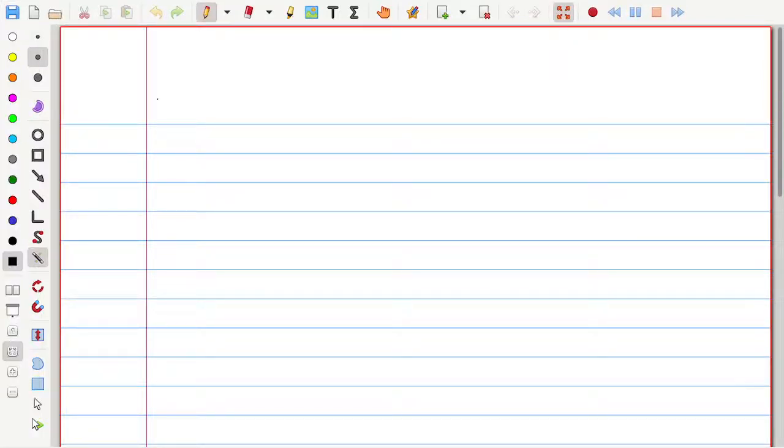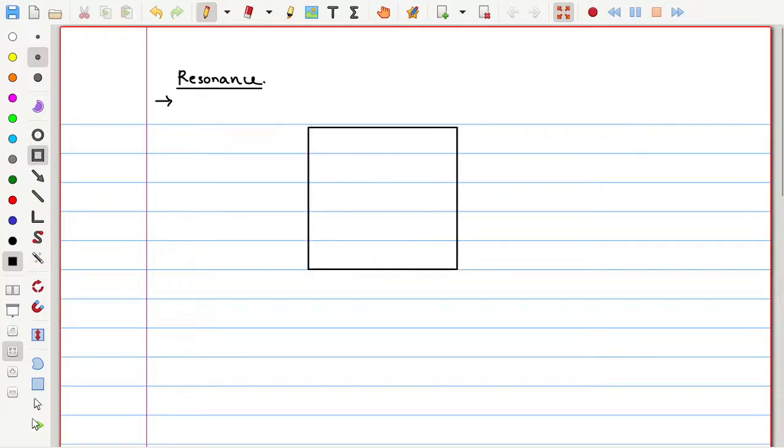So in the last session we discussed resonance. Let me quickly revise the concept of resonance once again. For example, if we have a circuit that consists of passive elements and active elements, like this.